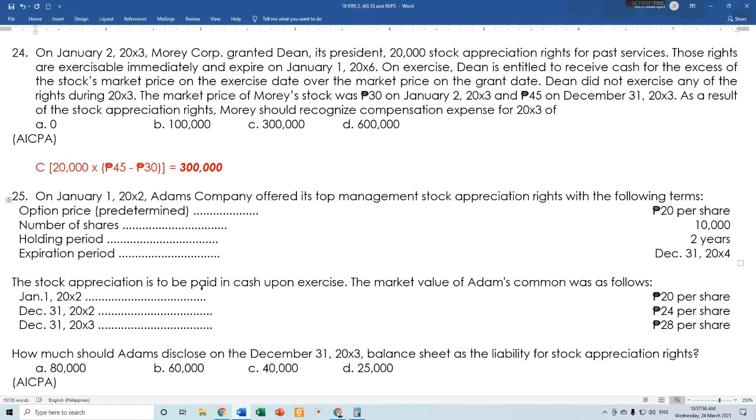The answer there is, since walang vesting period, diretso, wala ring binigay na fair value. So, pagbabanggain mo na lang yung 45 na fair value at saka yung 30 dito, which is 15 pesos. Times 20,000, that's already 300,000. Letter C na agad. Wala na tayong vesting period kaya wala nang allocation. Okay, so automatic na yan.